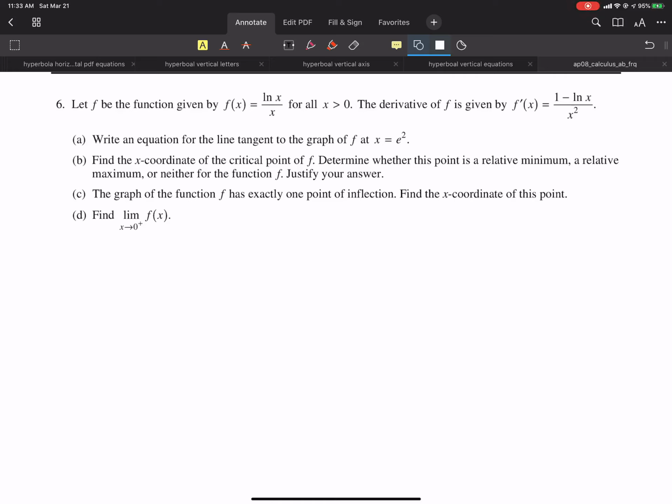All right, number 6, the last one of 2008. I think it calls for celebration. Woohoo! That's my celebration.